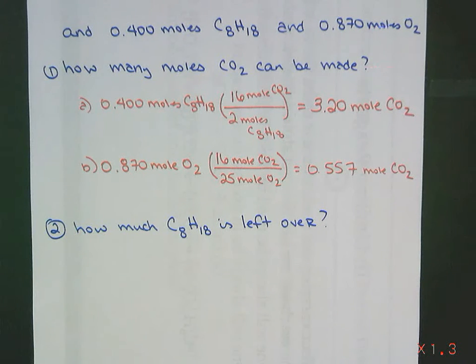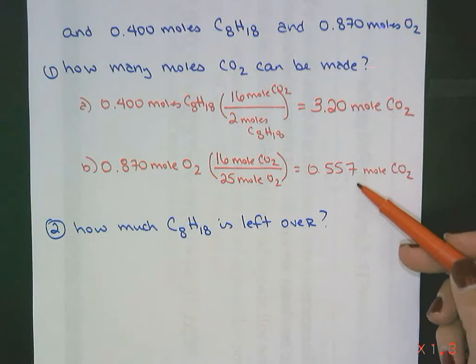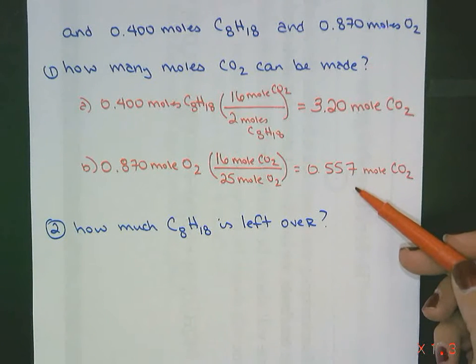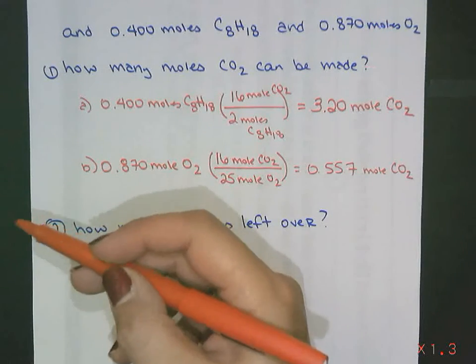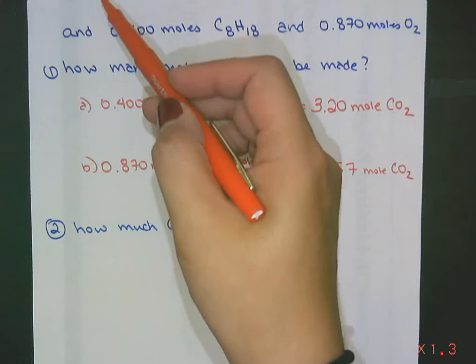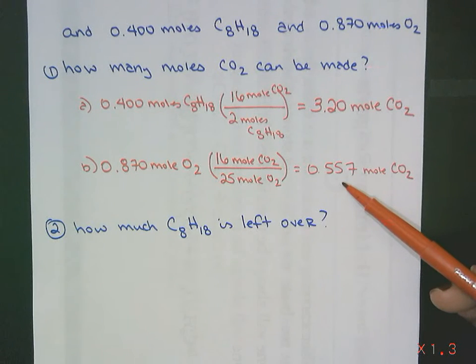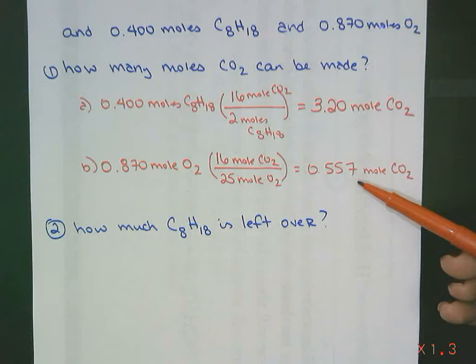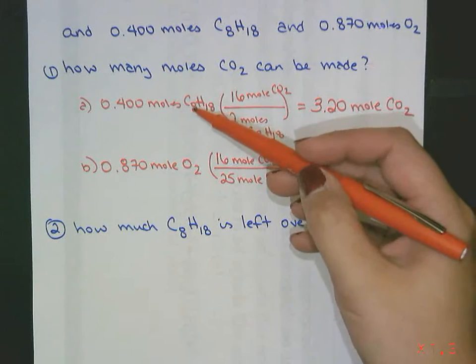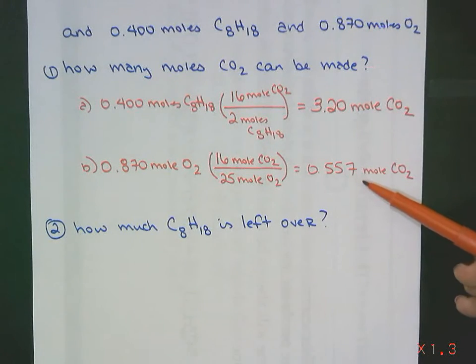All right, so this is going to be thinking backwards. So if this is as many moles of carbon dioxide that I can make, I want to use this number and go backwards, figure out how many moles of octane I would need to make that many moles of carbon dioxide. The minimum amount. So if I can only make as many moles as this, how many moles of C8H18 makes this many moles of carbon dioxide? So do the problem backwards. So we're going to start with this.